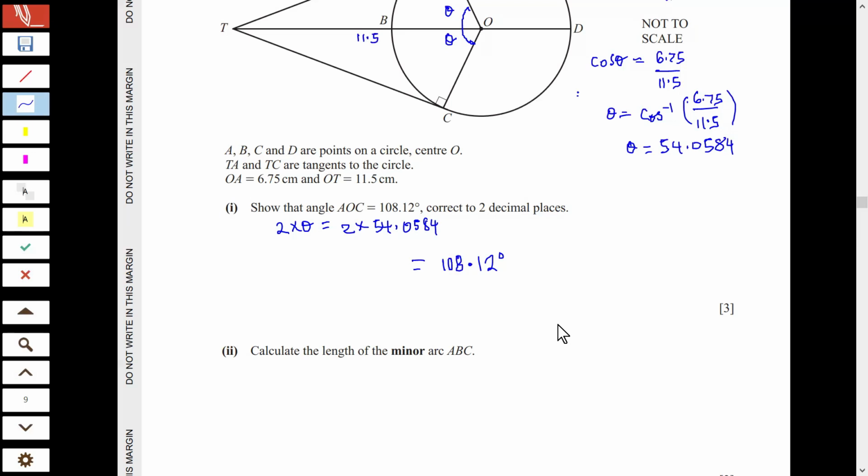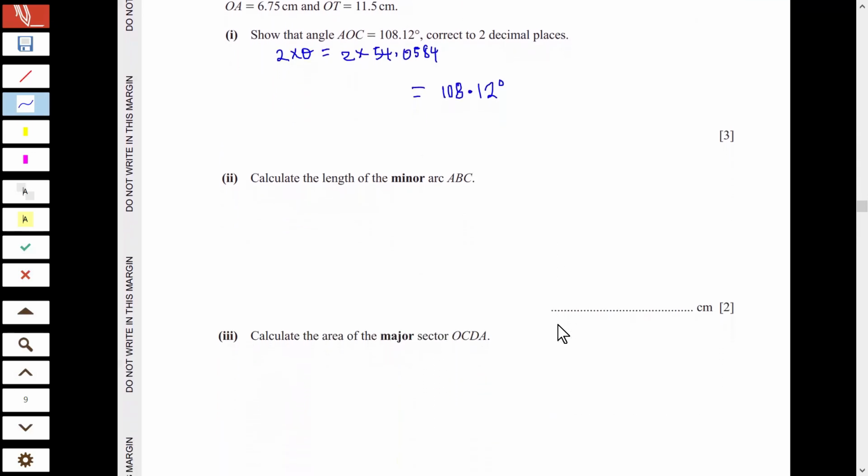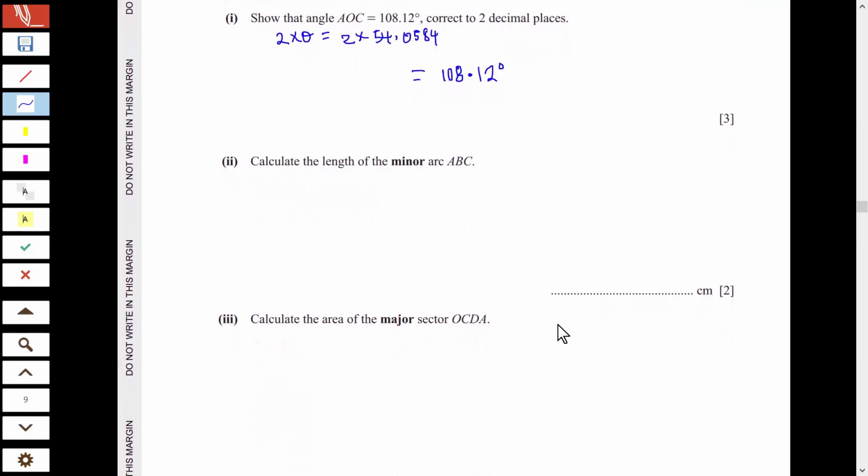Now the next question, question II: calculate the length of the minor arc ABC. Now I'm going to draw the minor arc ABC. This is how it looks. We have something like this.